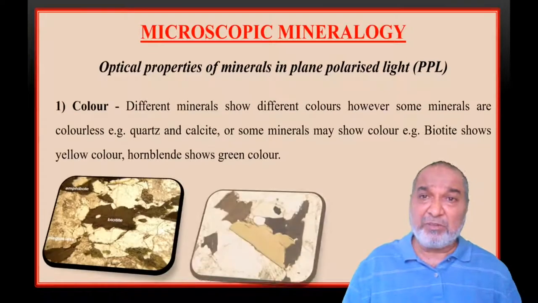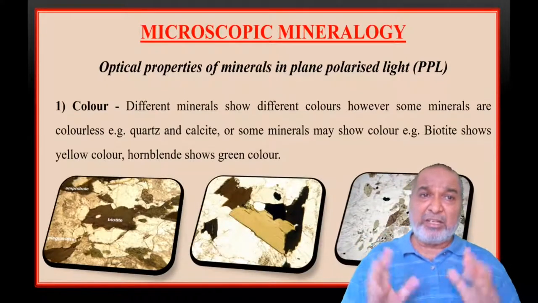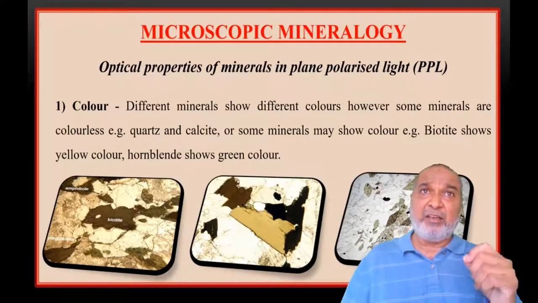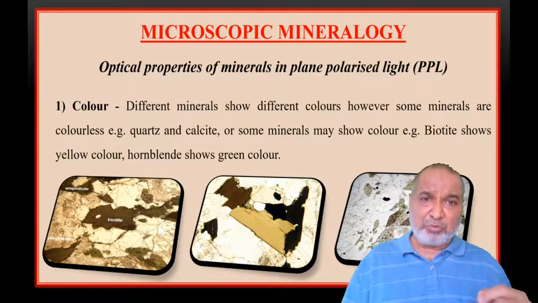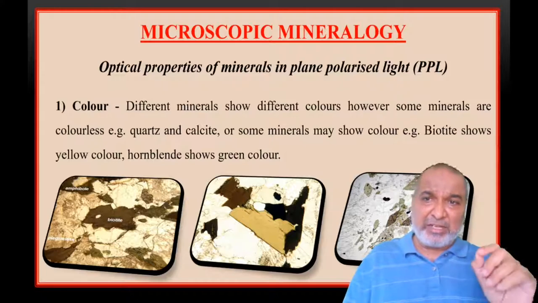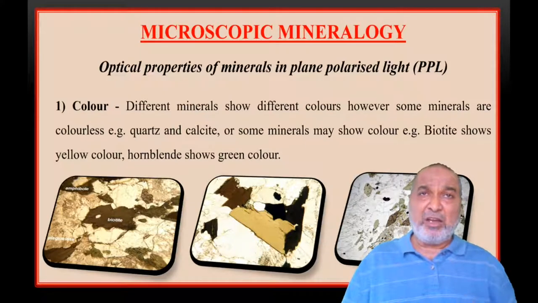We'll see now the first simple property, titled properties under plane polarized light. In the spotting there may be one, two, three, or four slides. In that you have to write the spot train number, and then start observing the property and write down the observation.